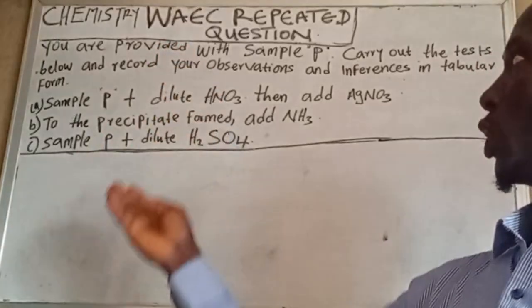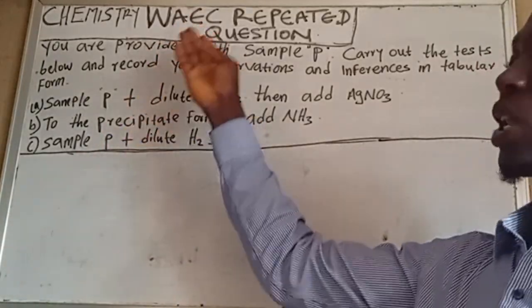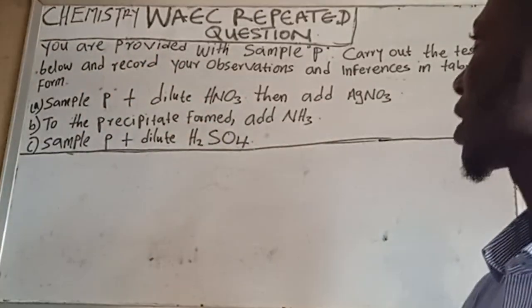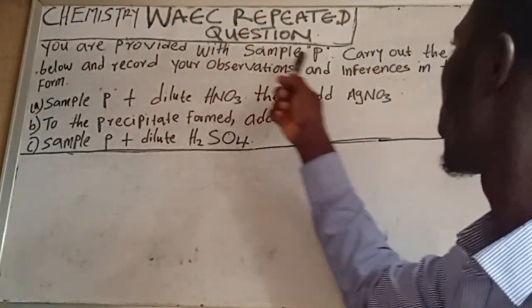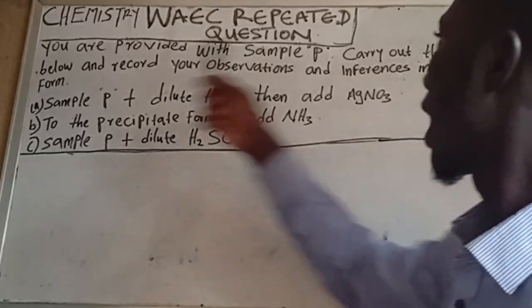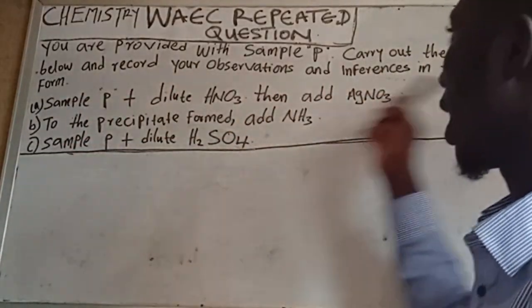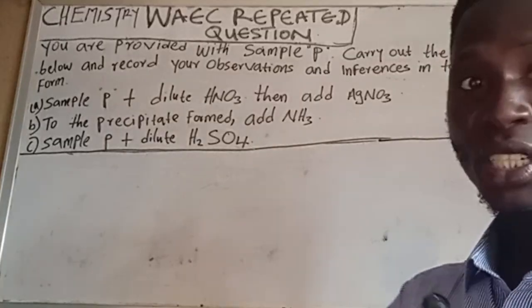This is a practical question, and mostly when they give practical questions like this, the students are confused. So let's read the question. The question says that you are provided with sample P. Carry out the test below and record your observation and inference in tabular form.